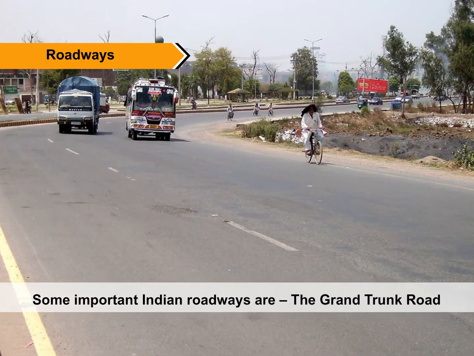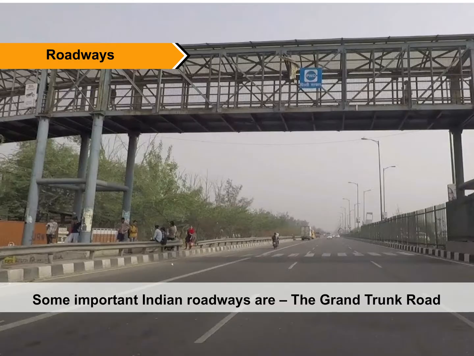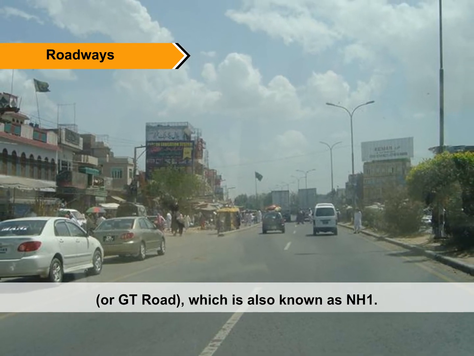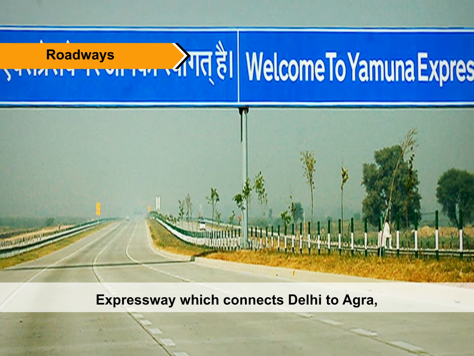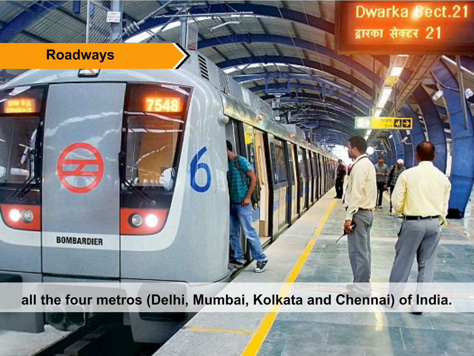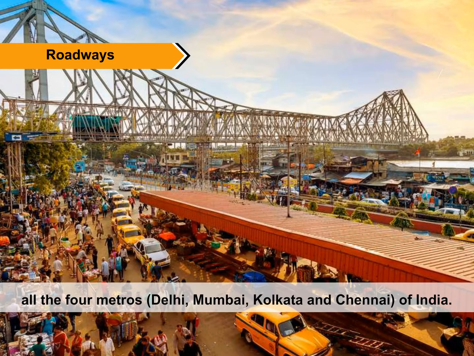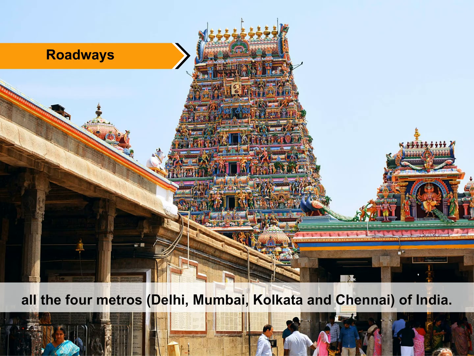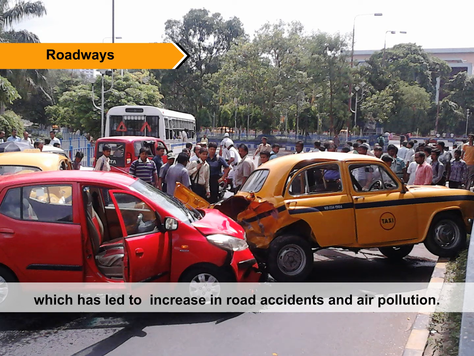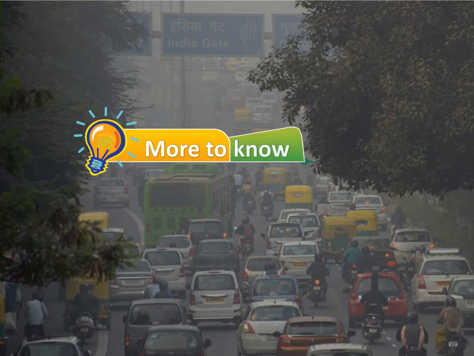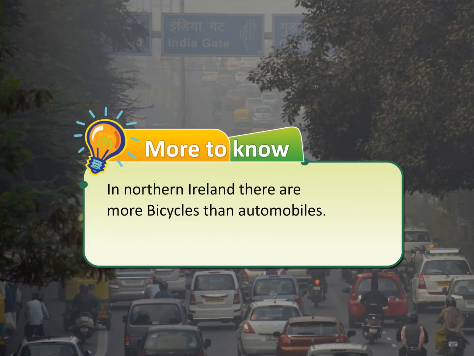Some important Indian roadways are the Grand Trunk Road or GT Road, which is also known as NH1. Expressway, which connects Delhi to Agra. Golden Quadrilateral Road System, which connects all the 4 metros, Delhi, Mumbai, Kolkata and Chennai of India. However, there has also been an increase in road traffic, which has led to increase in road accidents and air pollution. More to know. In Northern Ireland, there are more bicycles than automobiles.